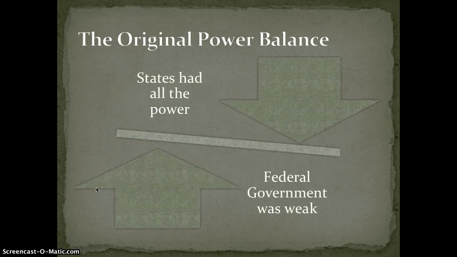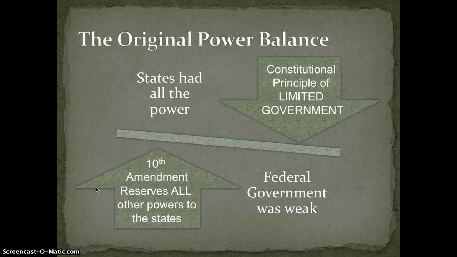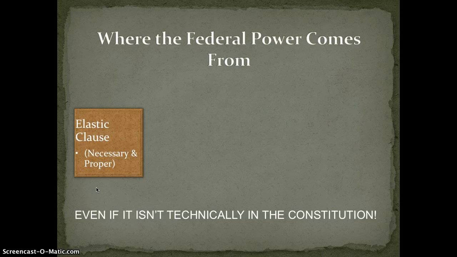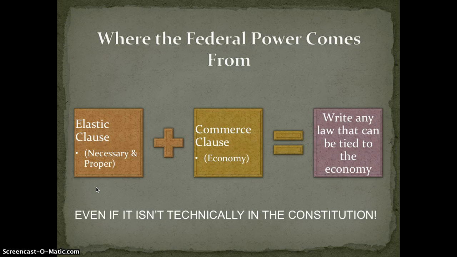Now, in the beginning, states had all the power. The federal government was very weak. The 10th Amendment gave lots of power to the states, while the Constitution was limiting the national government because it said you can only do what's in the Constitution. But when you take the Elastic Clause and add it to the Commerce Clause, this pretty much means that any law that can be tied to the economy and money can be written, like healthcare.